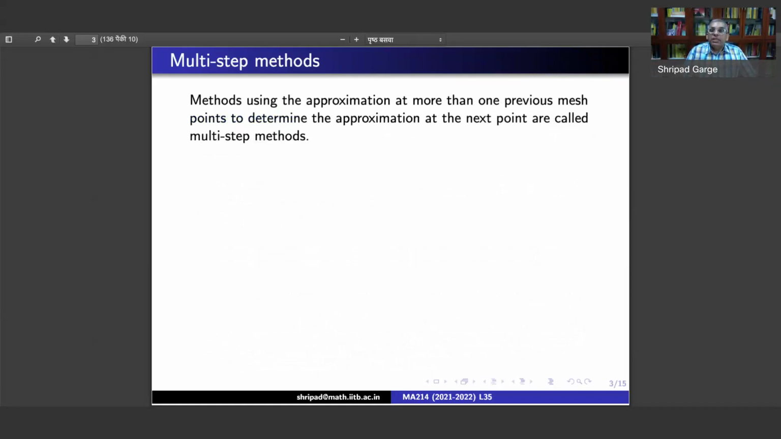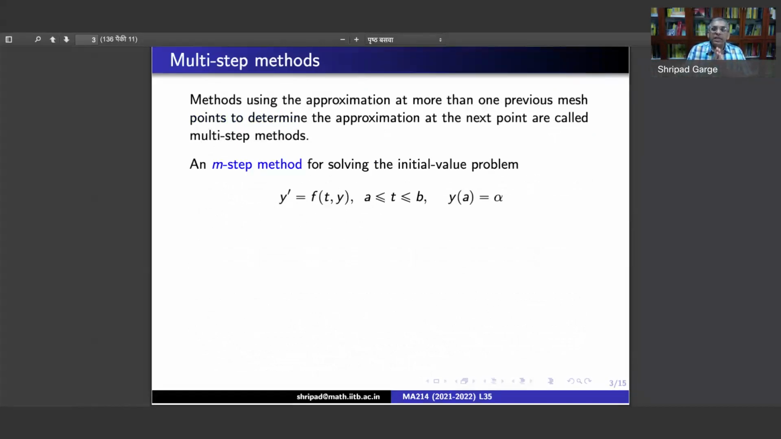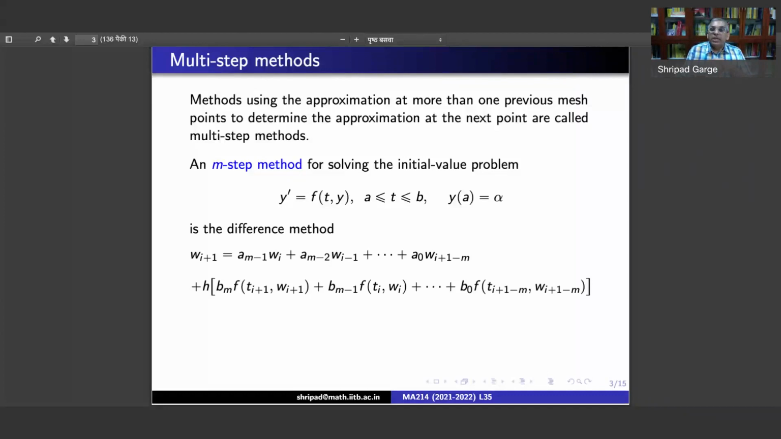These are the methods which use approximation at more than one previous mesh point to determine the approximation at the next mesh point. And these are called naturally the multi-step methods. The precise definition is as follows. Suppose we have this initial value problem, y prime equal to f of t, y for a less equal t less equal b, and the initial value is given to be alpha.